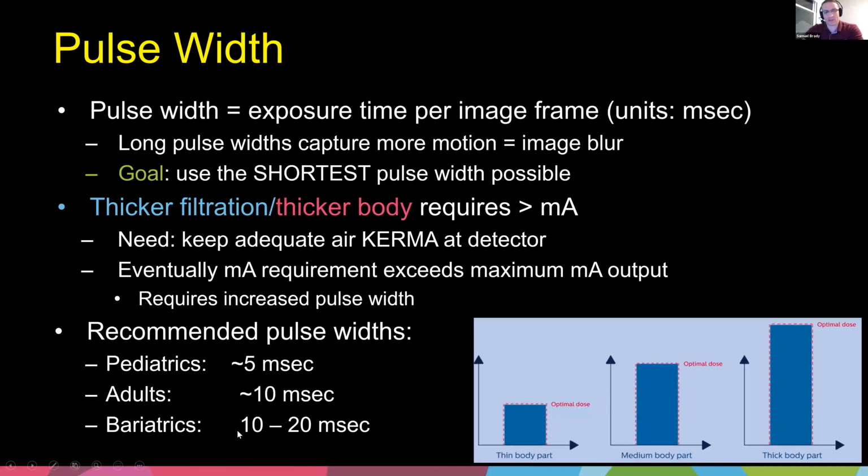And then for bariatrics, the bigger they are, the more photons you have to push through, therefore the higher that pulse width has to be. There's just a limit to how high it can be, so it has to start to expand out again. So for bariatrics, it would be somewhere closer to 20 milliseconds. If you go in and measure this for all of your different systems, I'll bet you right now every one of your systems is different.